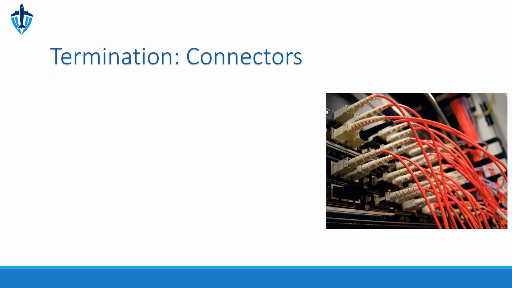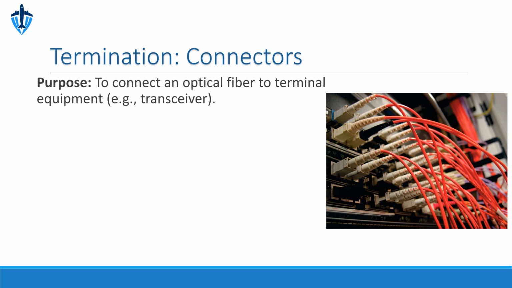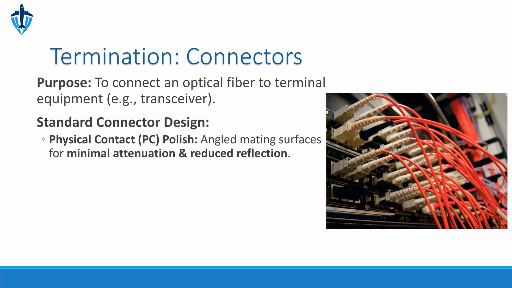We've seen how light travels through the fiber. Now, how do we connect these fibers to equipment or to each other? We start with termination using connectors. An optical fiber connector provides a removable link between a fiber and a device like a sensor or computer. The goal is to align the microscopic fiber cores perfectly to minimize signal loss or attenuation and prevent light reflections.